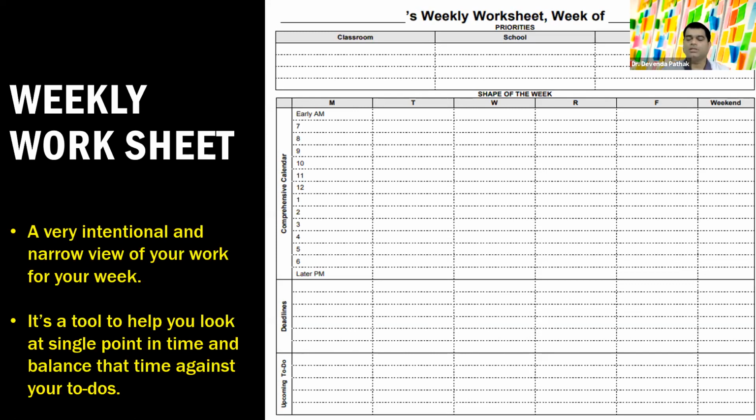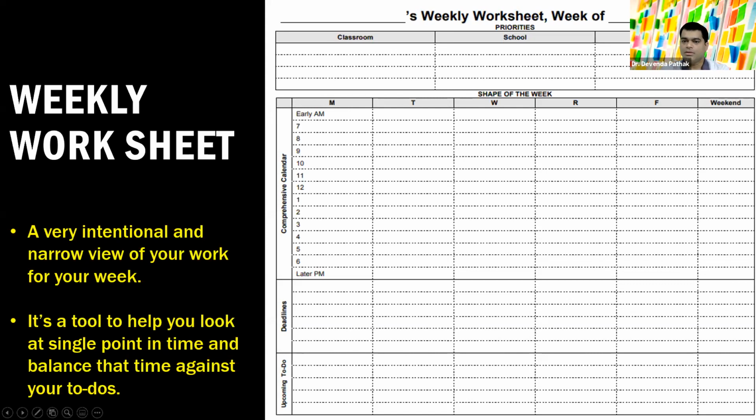weekly worksheet is a very important document. It is very intentional, and it puts a narrow view of your work for the whole week. It's a tool to help you look at a single point in time and balance that time against your to-do list. And so you can put classroom work, where you have priorities, and personal work, and differentiate between them.